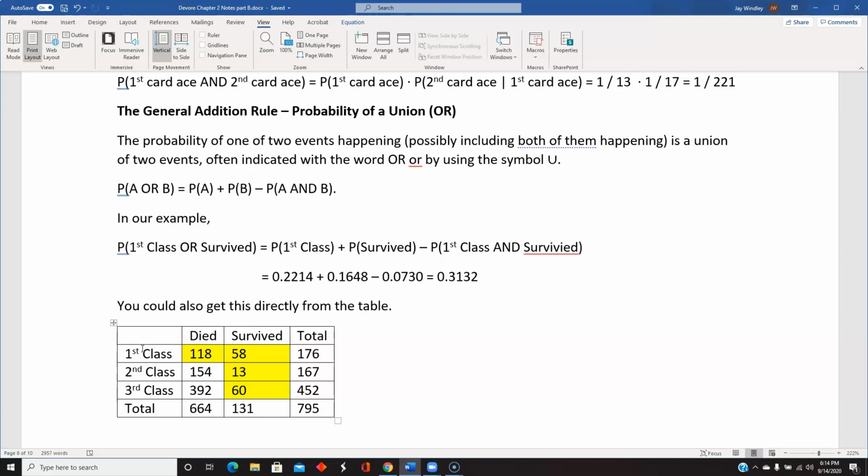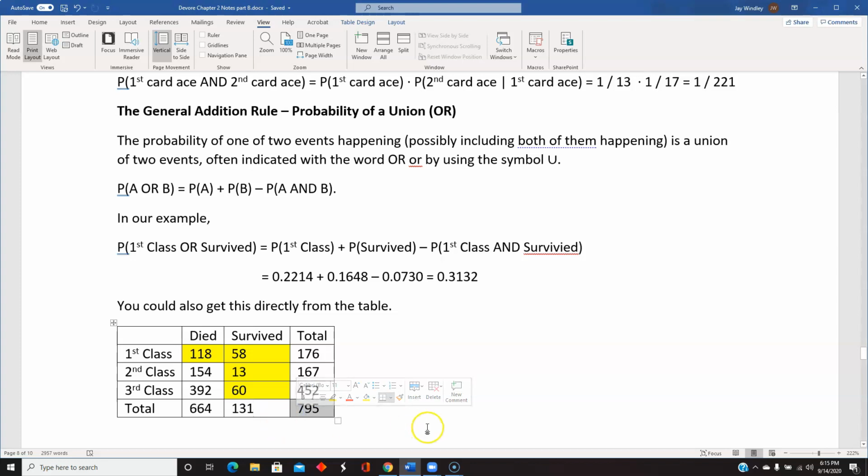So when I ask this problem in a live setting with the Titanic data, and I say, what's the probability that someone is in first class or survived? Automatically, students want to take this number for first class and this number for survived and add them together and divide by 795.